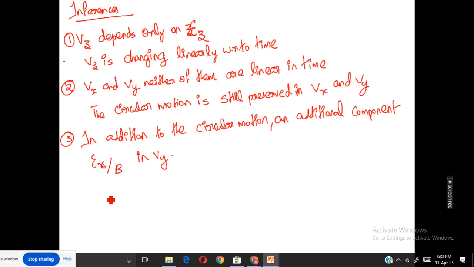And this superimposed velocity is called the drift of the guiding centers. As the particle executes the circular motion, it will keep on moving away from the guiding center. That is the drift velocity. So that is the case of the particle in the presence of perpendicular electric and magnetic fields.